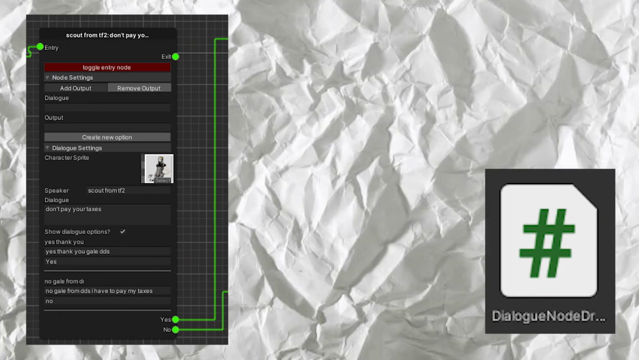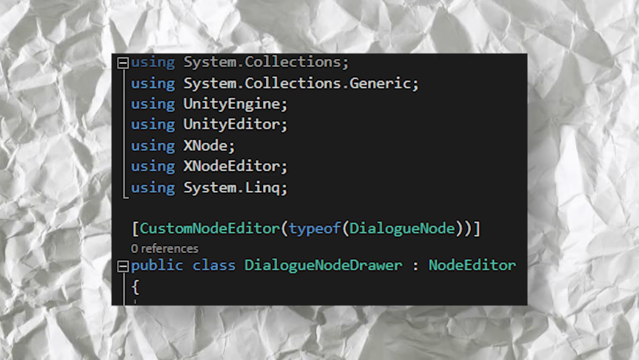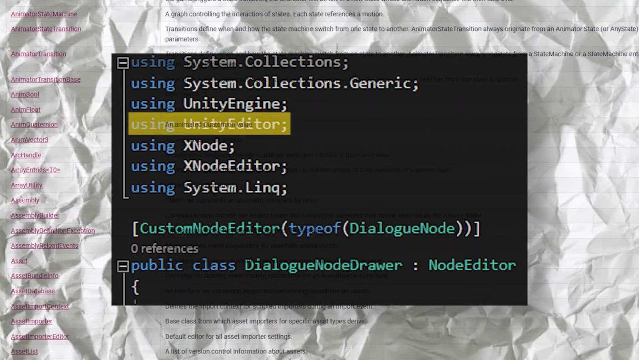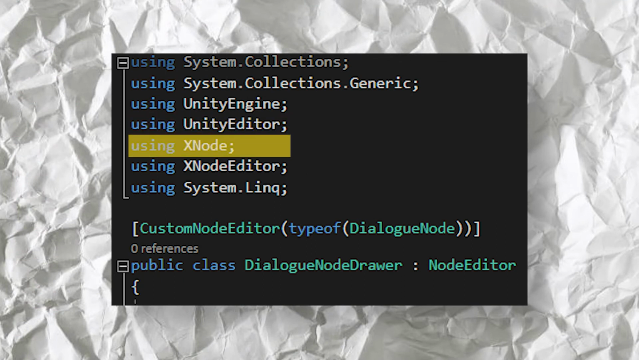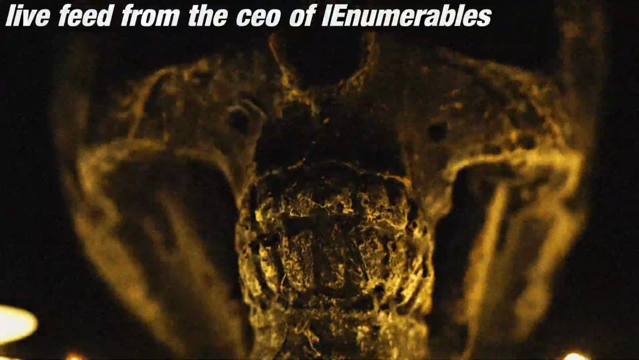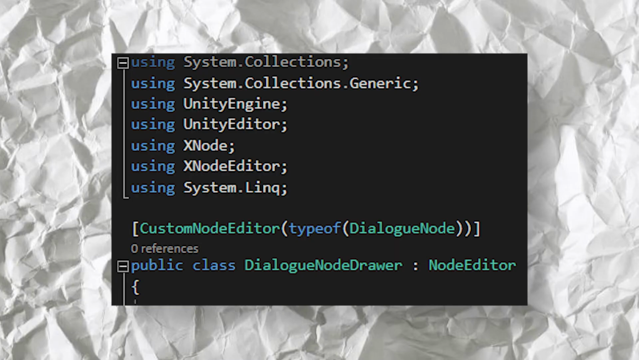An important note is that this script is going to be responsible for redrawing the inspector for a certain component type. So if you're wanting to customize the dialog node, a name like dialog node draw, for instance, would probably be sensible. Inside the script, we're going to do a few things. First, we want to inherit from Unity editor, because we're going to be using a lot of the functionality from that to customize this node in a minute, as well as XNode obviously, and also XNode editor. We'll also want System.Linq, but that's because we're going to be working with enumerables later, and I hate them, and I'm not strong enough. Anyway, this gives us access to all the scripts we need to make stuff happen.